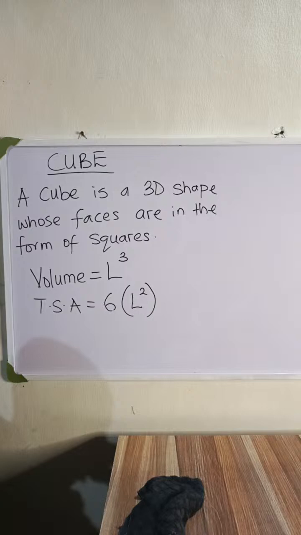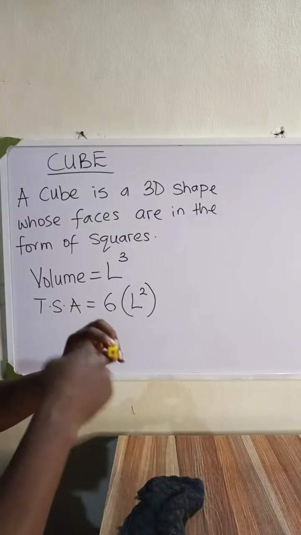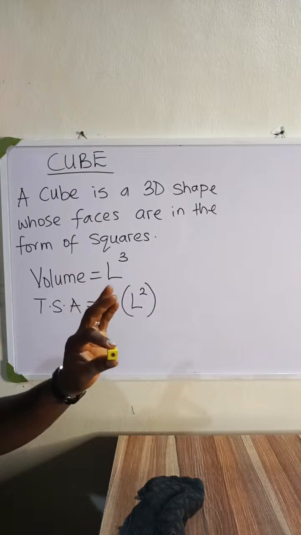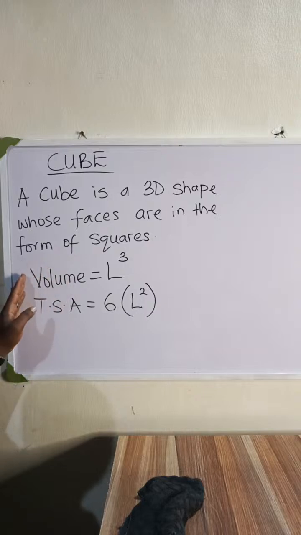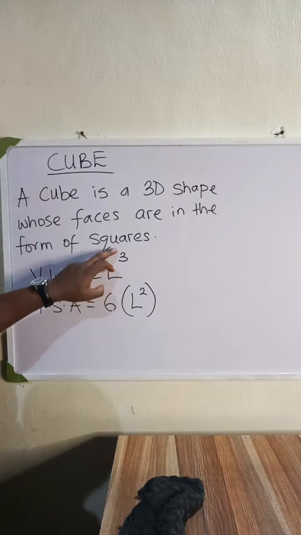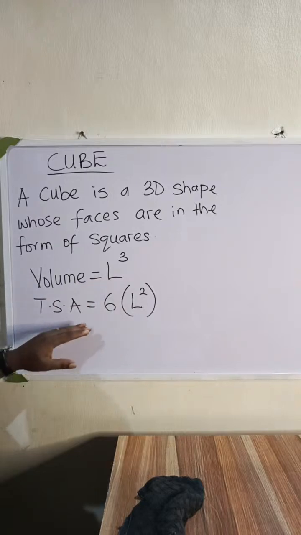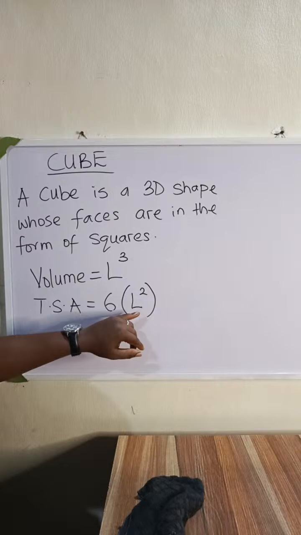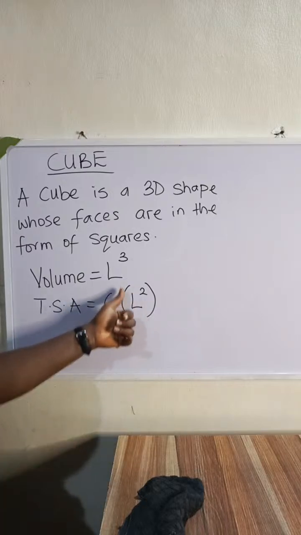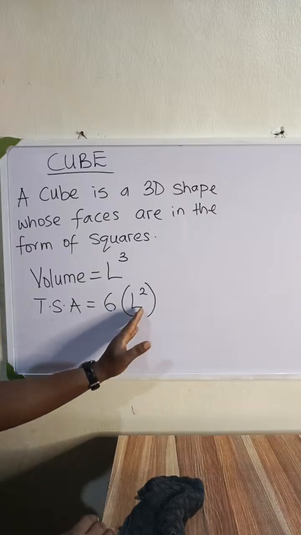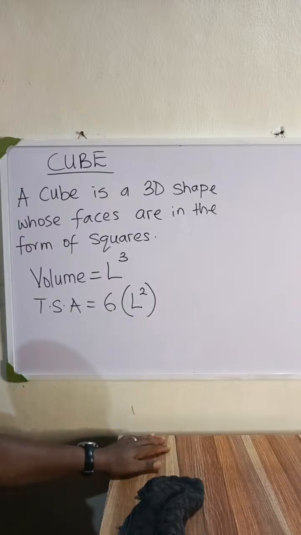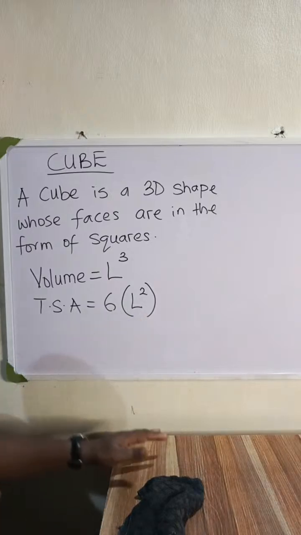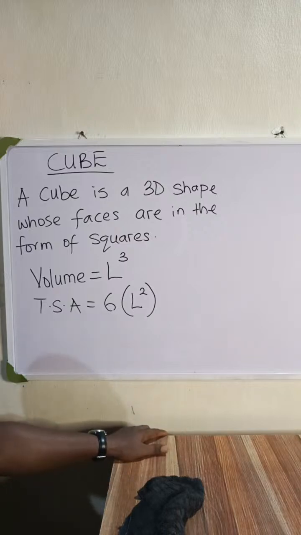Remember, total surface area is the sum of all the areas of the faces. So we have to know this. The volume of a cube is length cubed. The total surface area of a cube is 6 multiplied by L squared. You might not need to put this parenthesis, but I put it to explain the difference between what we have here and this 6. L squared represents the area of each face, and then 6 represents the number of faces. A cube has 6 faces.